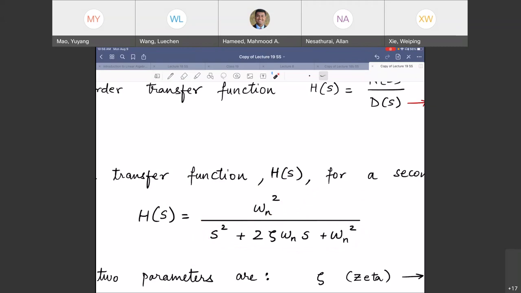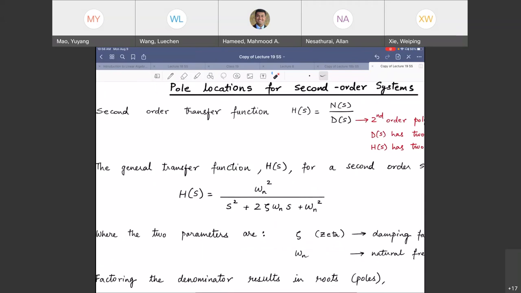So first panic, then you say, all right, I can manipulate it to make it look more like my standard form. Next, once you manipulate it to be in that particular form, what you can read off are 2 parameters for the second order system. One is the damping factor. The other one is the natural frequency. When you have, say, a ruler, right? You have a ruler and you put it on a bench and you flick it, what happens?